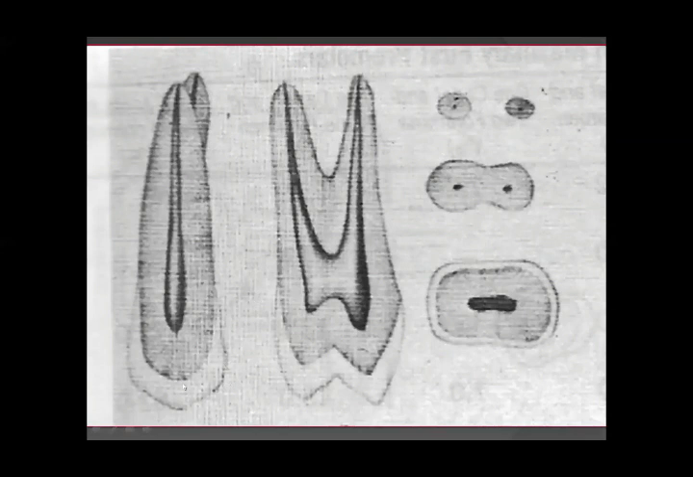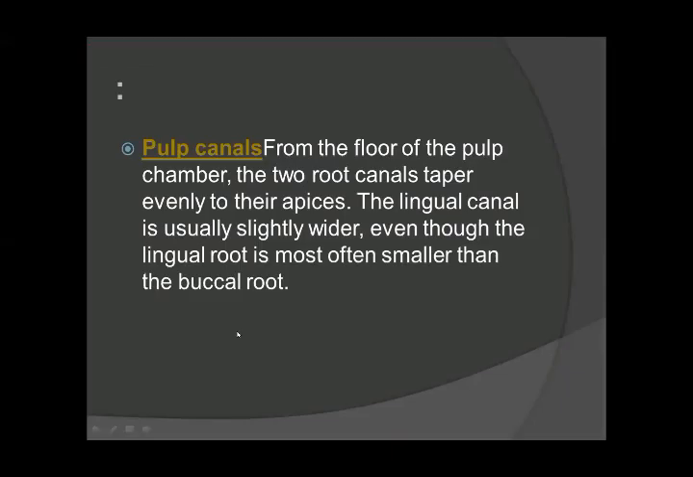This is a buccolingual section. From the floor of the pulp chamber, the two root canals taper evenly to their apices. The lingual canal is usually slightly wider, even though the lingual root is most often smaller than the buccal root.